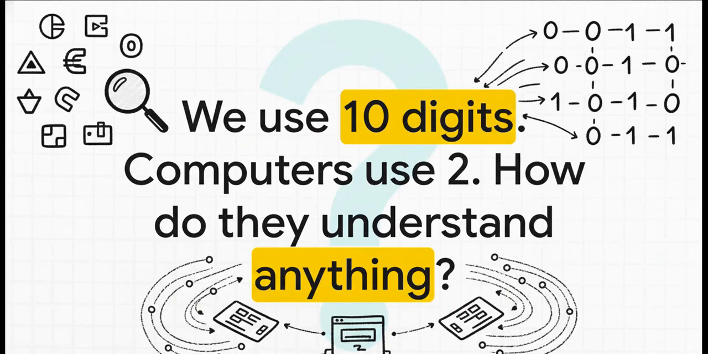And this is really the big question, isn't it? I mean, it seems kind of impossible. How can a system that only has 2 symbols, a 0 and a 1, create, well, everything? The entire digital world? That's exactly what we're going to break down.